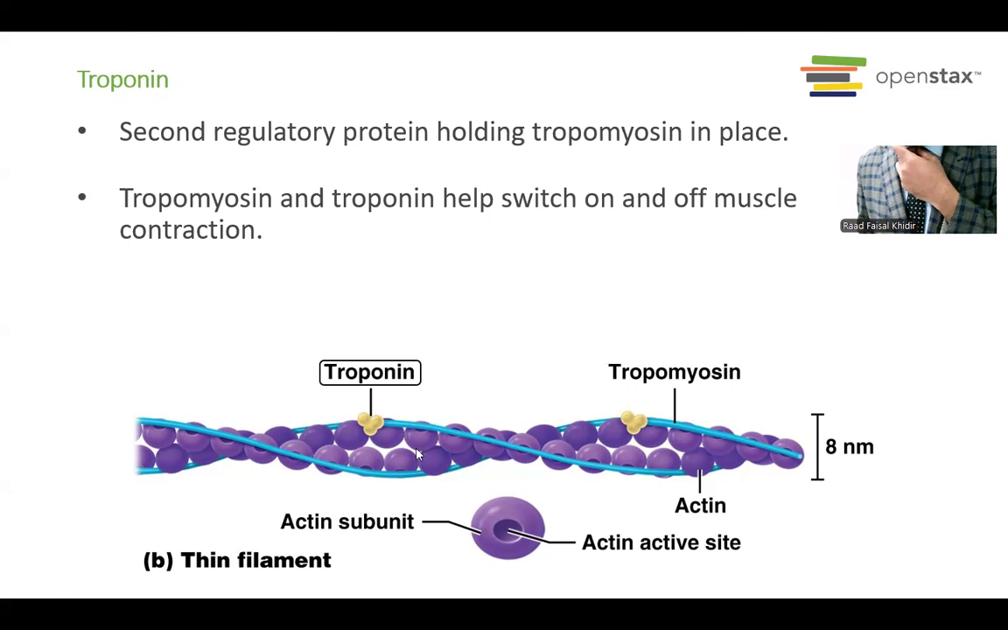Okay, troponin. You see, that's troponin. Can you recognize troponin? Troponin is a second regulatory protein holding tropomyosin in place. Tropomyosin and troponin help switch on and off muscle contraction. That is very important. It's very important to know that calcium binds troponin, and then you drag that down. You're gonna expose the active site on which the myosin is going to bind.